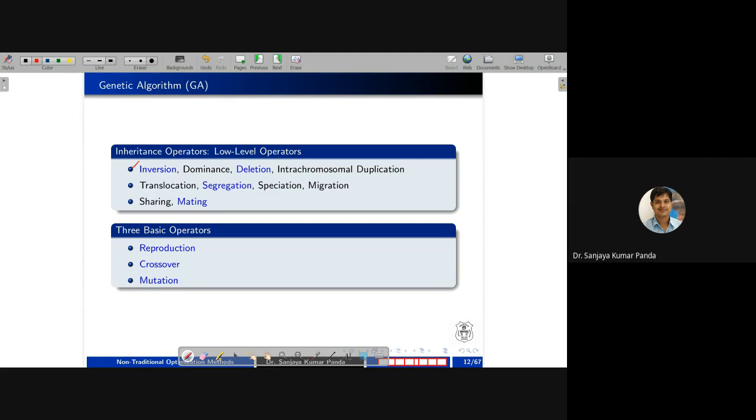Okay, so there are three very famous basic operators we use in genetic algorithm. I already told you about crossover and mutation. Another operator is called reproduction. Most of these operators I'll discuss in much more detail in the upcoming slides.